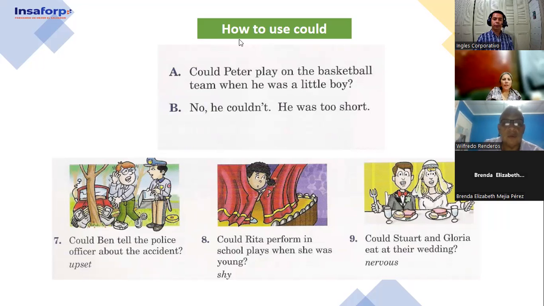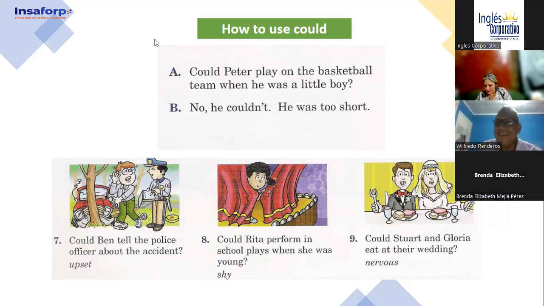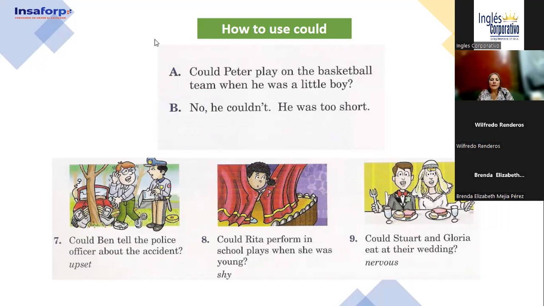Call Rita perform in school place when she was young? No, he called. No, es ella. She. No, yo lo veo que es he. Is she? Is she? Rita, is she? Okay. She. Señorita. She was too shy. She was too shy. ¿Qué más en esta de oyente? ¿Quién leyó? ¿Quién lo hizo ahorita? Brenda, yo. Ah, Erenia, no. Usted puede ser el siguiente.